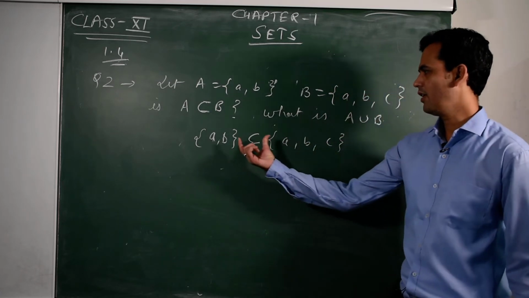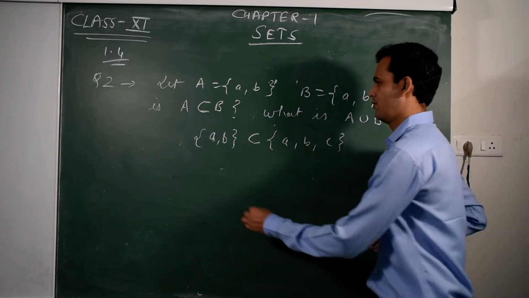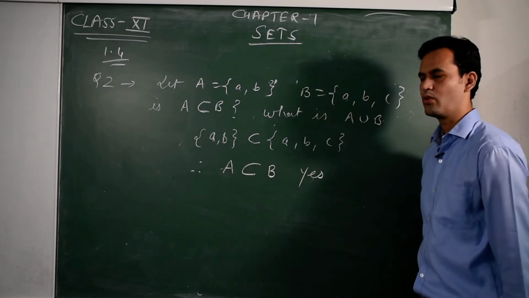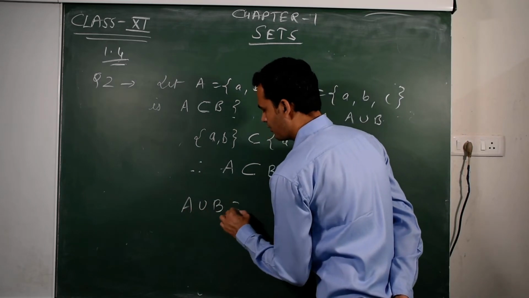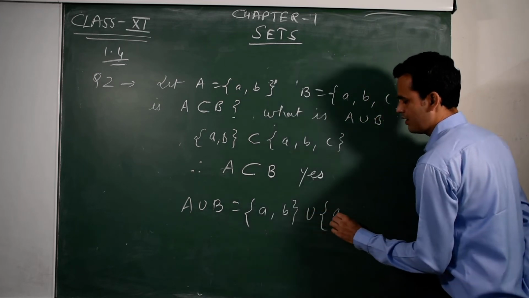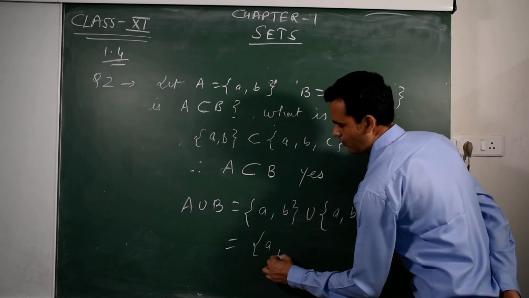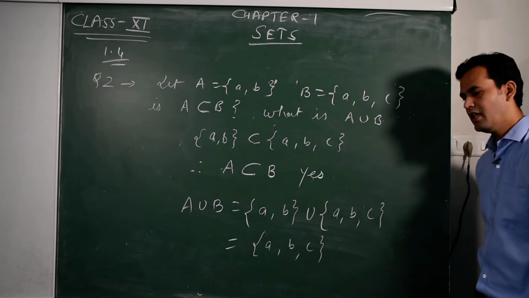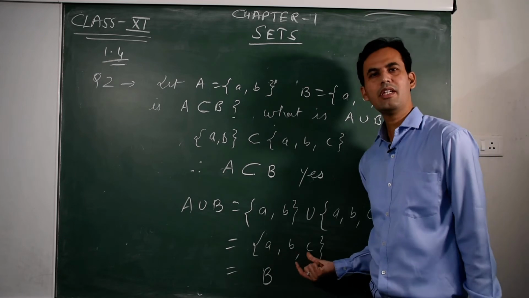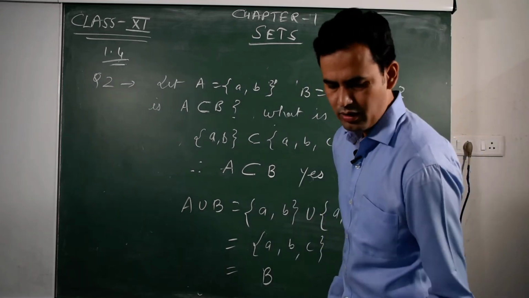So, all elements of A are the elements of B also. Therefore, A is a subset of B. Yes, this is true. Now we have to find A union B. A set is {a, b} and B set is {a, b, c}. So A union B is the set of elements a, b, c, and we also write it as B because B is the set having elements a, b and c. So A union B equals B, okay, and A is a subset of B. Now question number 4.